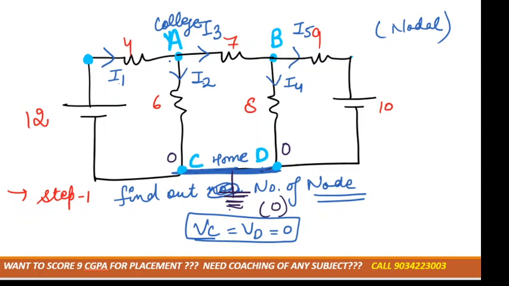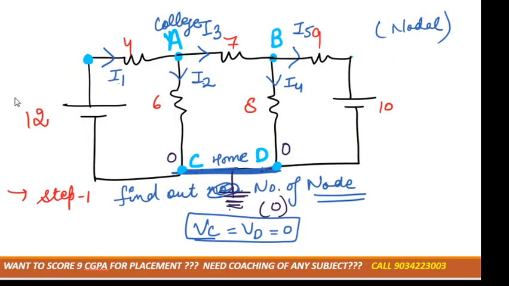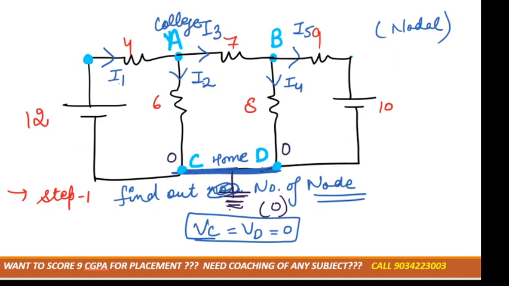So which of your friends is leaving the college? They'll add with each other. Incoming means entering. So I1 is entering into the college and I2 and I3 are leaving the college. So those will be added with each other. I1 is entering into the college, so I1 must be equal to I2 plus I3. Clear? Any doubt up to here?